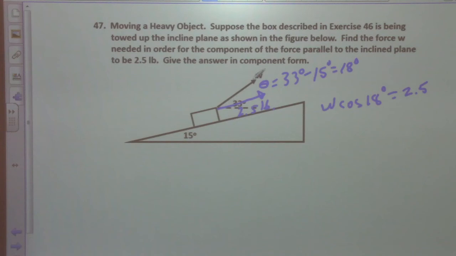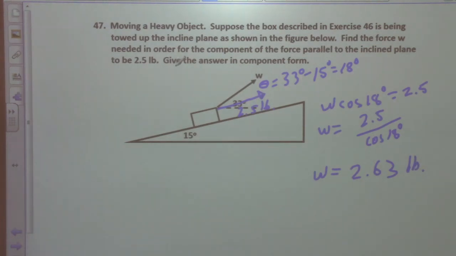You know that force is going to have to be bigger for its component to be 2.5 pounds. And so now how do we solve for W? Yeah, we divide by cosine 18 degrees. See, I'm writing this in an inclined plane too, in the spirit of it. So 2.5, what is W going to have to be? 2.63.